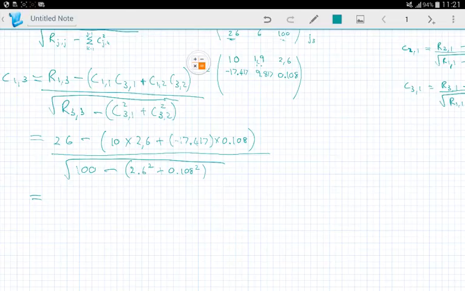Okay, wait, I need to focus, because it would be such a shame for me to stuff up right now after going through all of this. 2.6 squared plus 0.108 squared, close bracket. Okay, hit equals, and we have 0.1948.